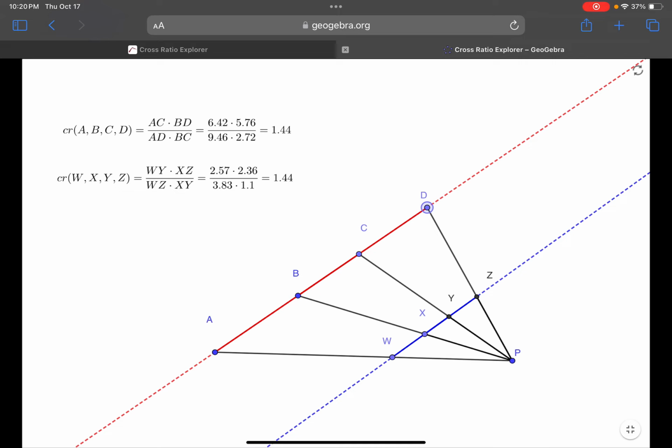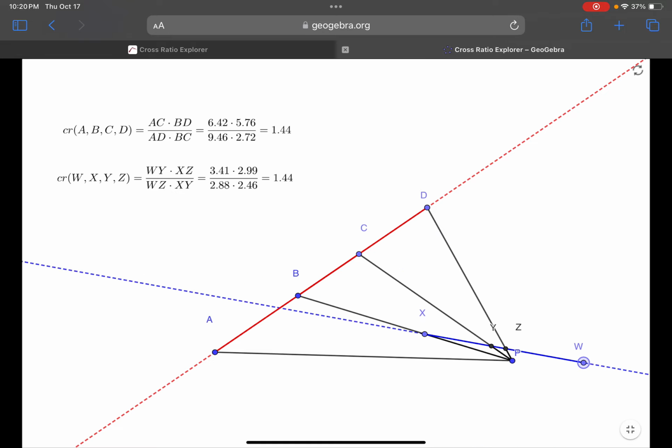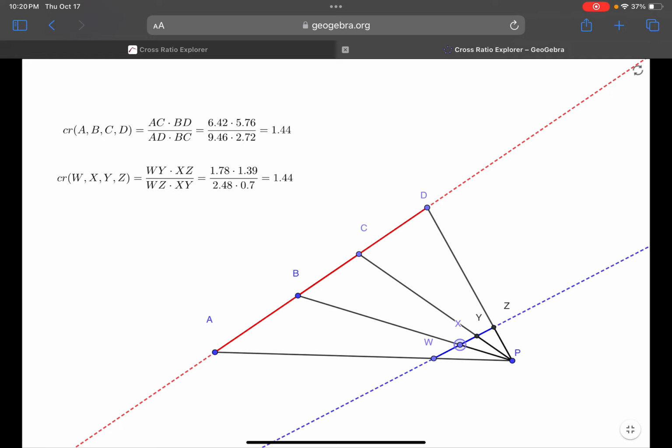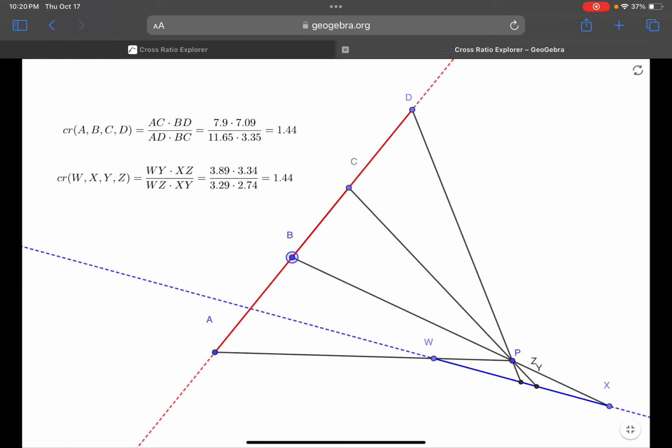But here's what's really crazy. If I drag this point X, let's say way out over here, now we have a situation where things are still in perspective. Do you notice that opposite A, I do indeed have W, opposite B I have X, opposite C I have Y, and opposite D I have Z. But amazingly enough, the cross ratio remains the same.